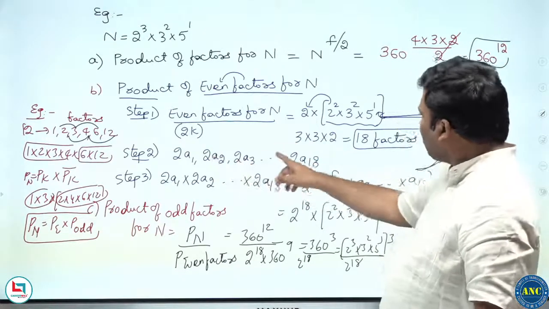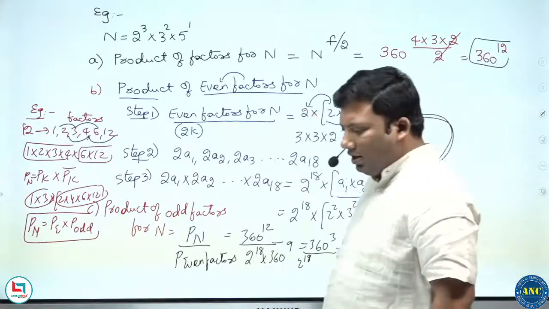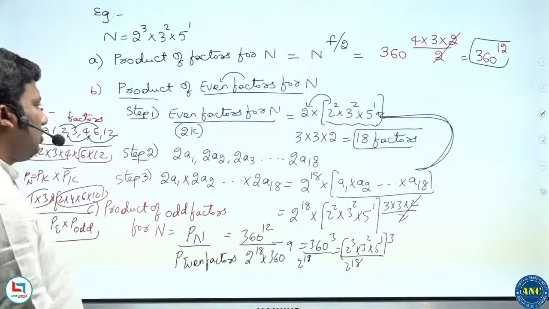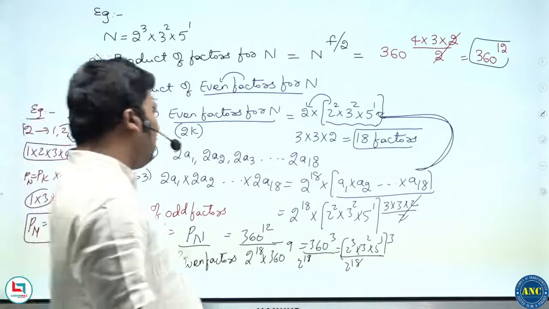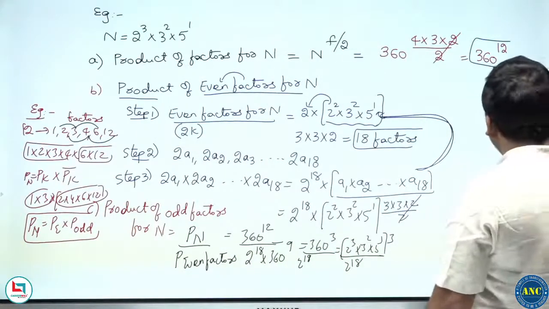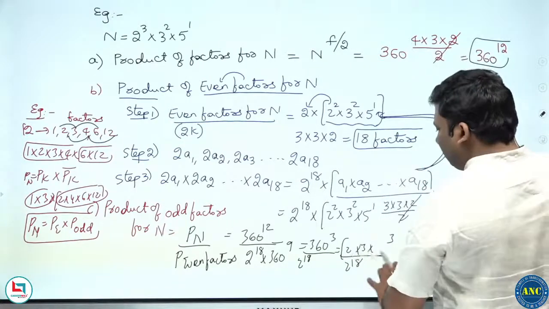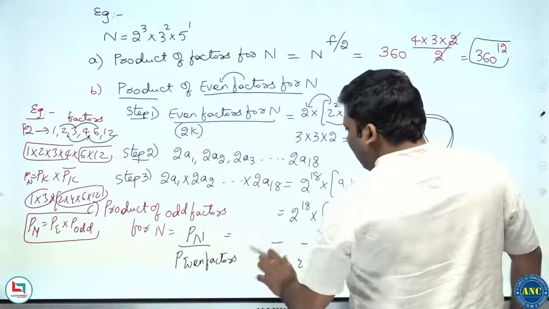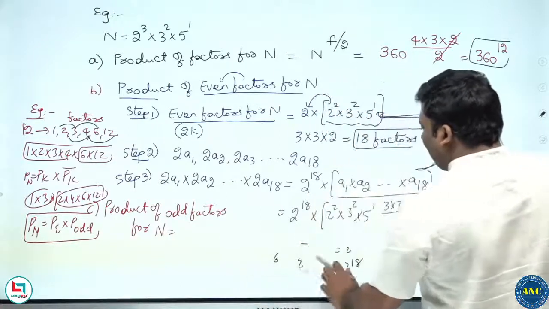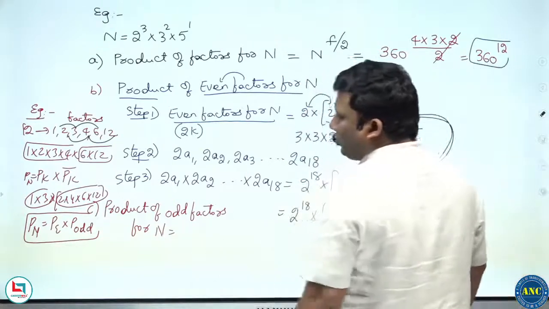What will be the answer? 2 power 1 till 18. Take 2 out. Remaining it is 2 square into 3 square into 5 power 1. 3 into 3 into 2, number of factors by 2. 360 power n. Now here, in product of odd factors, why are we getting a power of 2? That means there is a calculation mistake which we made.